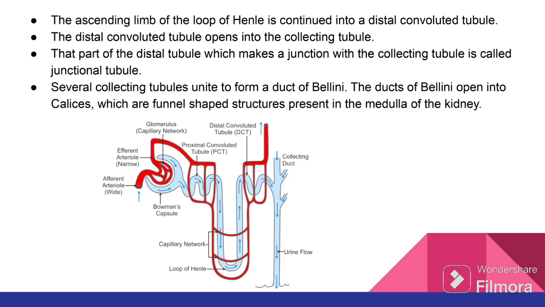The ascending limb of the loop of Henle is continued into a distal convoluted tubule. The distal convoluted tubule opens into the collecting tubule. That part of the distal tubule which makes a junction with the collecting tubule is called junctional tubule. Several collecting tubules unite to form a duct of Bellini. The ducts of Bellini open into calyces, which are funnel-shaped structures present in the medulla of the kidney.